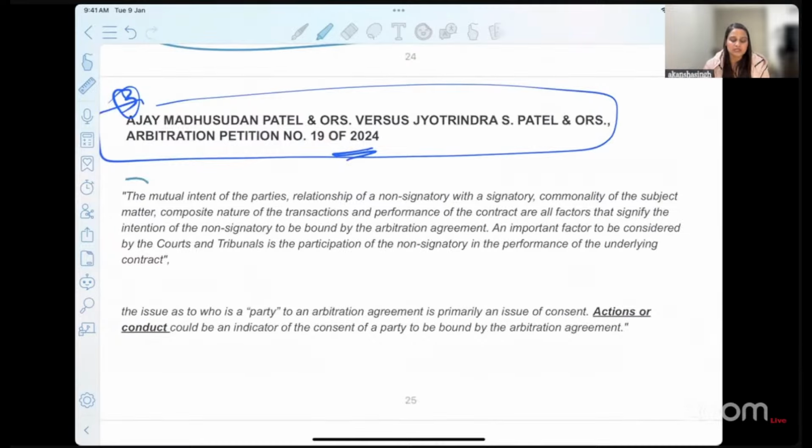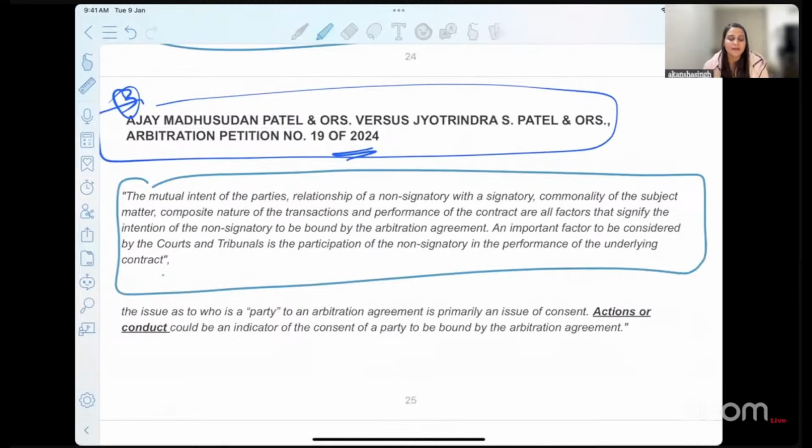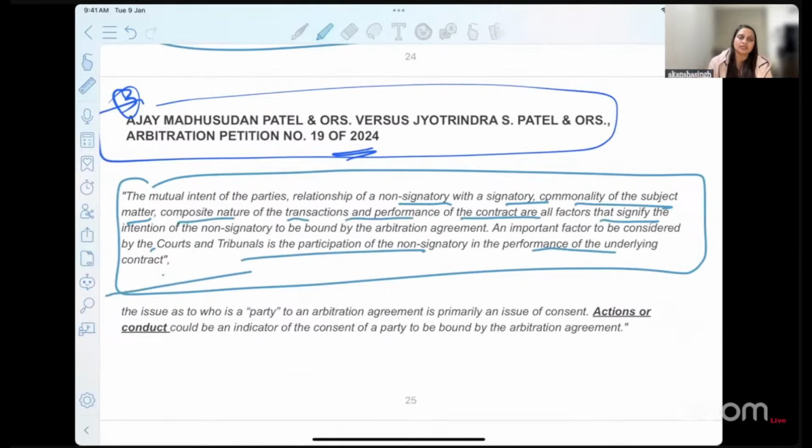Okay, so this is the important aspect that I've highlighted: the mutual intention of the parties, the relationship of signatory with signatory, commonality of the subject matter was also the same, composite nature of the transaction, performance. All these will signify and show us the intention even of the non-signatory to be bound by the arbitration agreement.